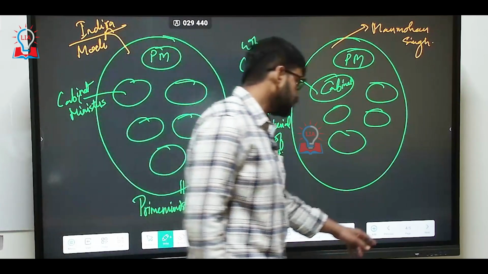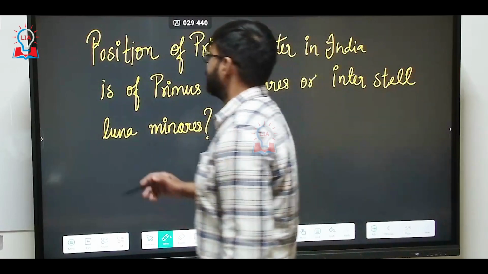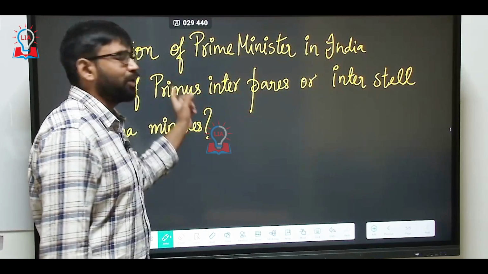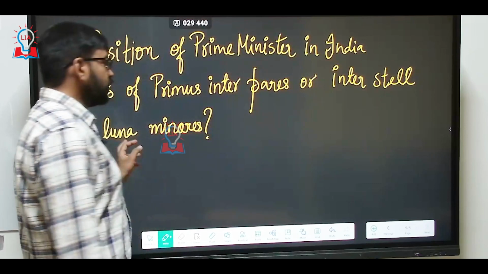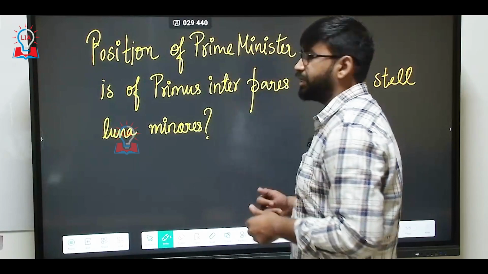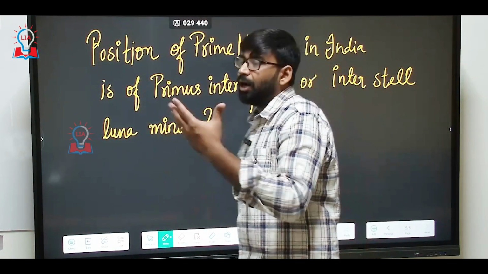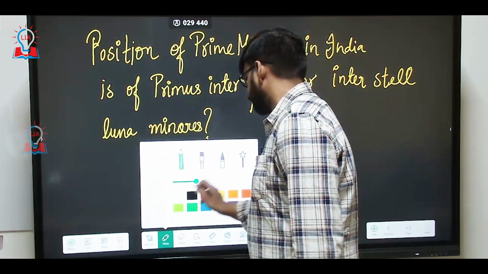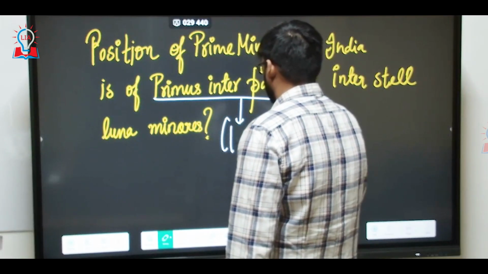Okay, now. So there is an issue. Now you can see here that the position of prime minister in India is that of Primus Inter Pares. What does it mean? That the position of the prime minister in India is first among equals, or moon among stars. So let me tell you. Primus Inter Pares means first among equals.